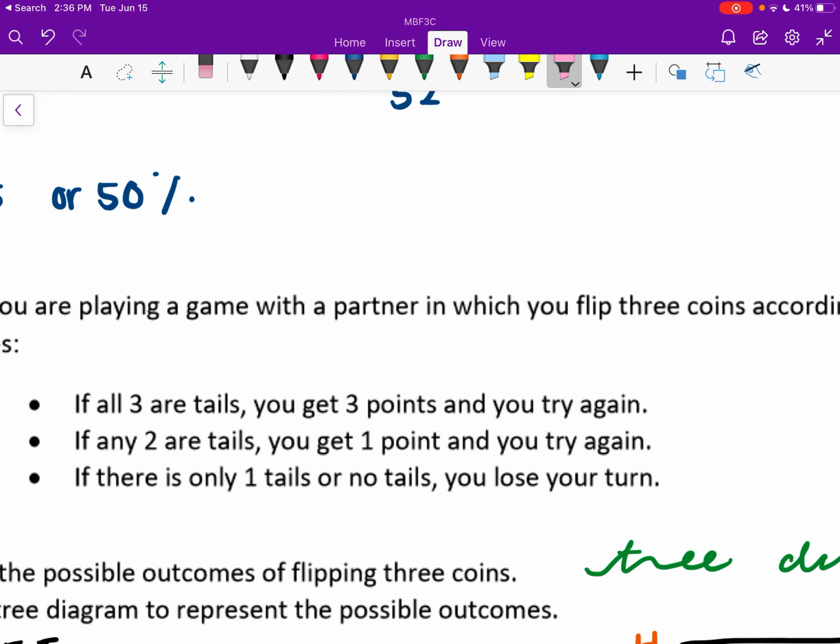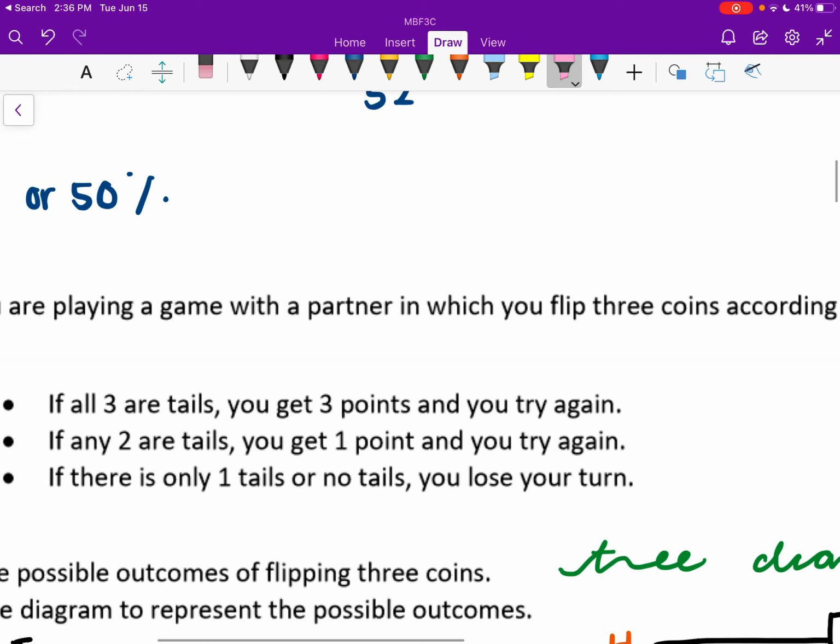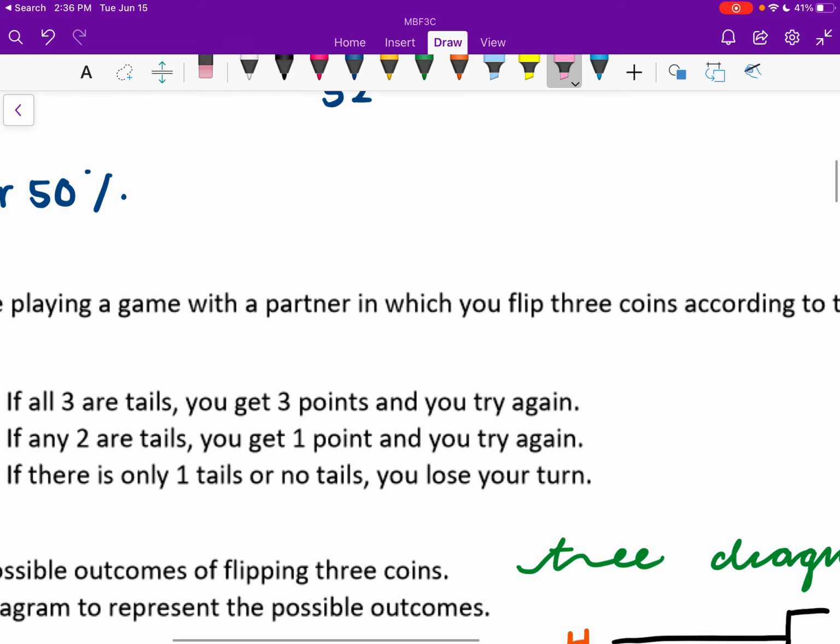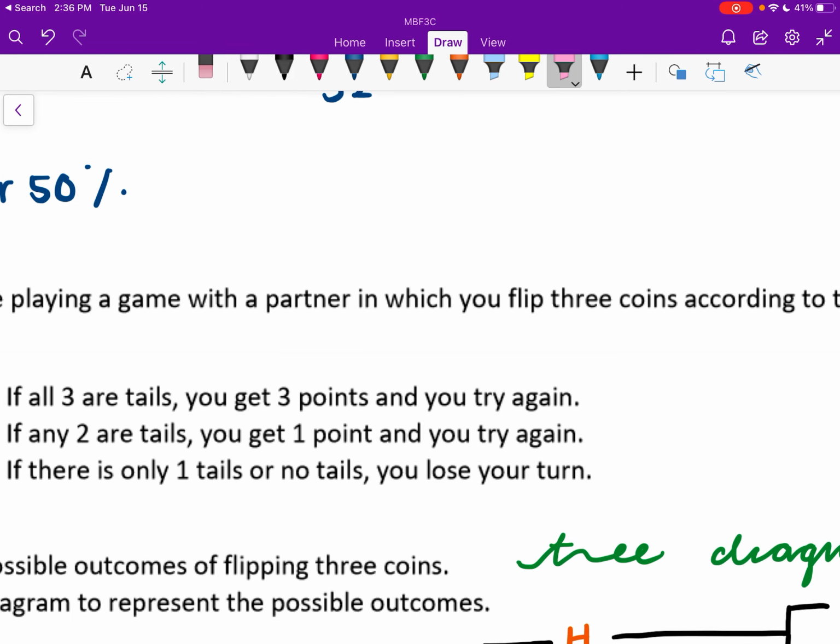So what you're looking for now is you're going to actually define things as an event. So I'm going to say, okay, if there's only 1 tail or no tail, you lose your turn. That's going to be my first event. That I'm going to label as event A, right? That's the one that sucks the most. It's the one that I don't want because I don't want to lose a turn. So that's event A.